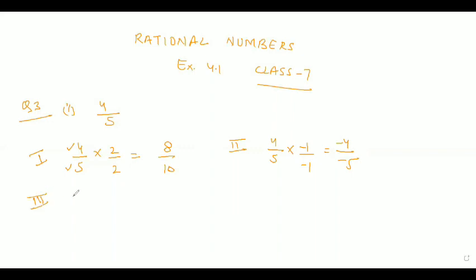Third one is 4 by 5. We can take 5 by 5. So 20 by 25. So these 3 are equivalent fractions of 4 by 5. Hope the question is clear.